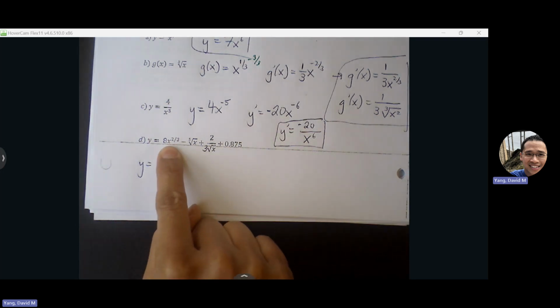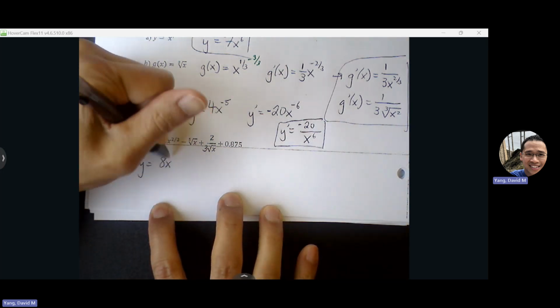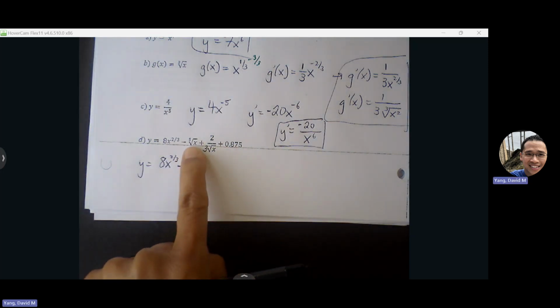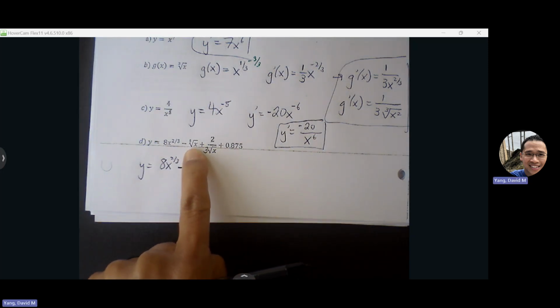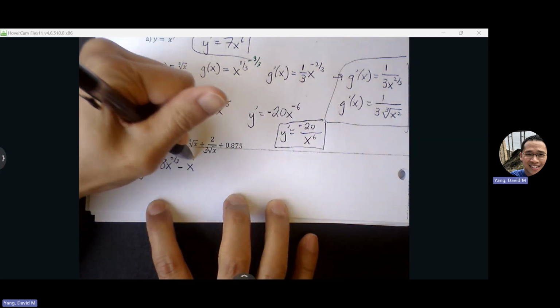Okay, so is 8x to the 2/3 ready for power rule? It is, okay. But I don't want to do anything yet, so I'm just going to copy that term down. Okay. Is 5th root of x ready for power rule? No. So I need to rewrite it. So x to the what? 1/5. Okay.